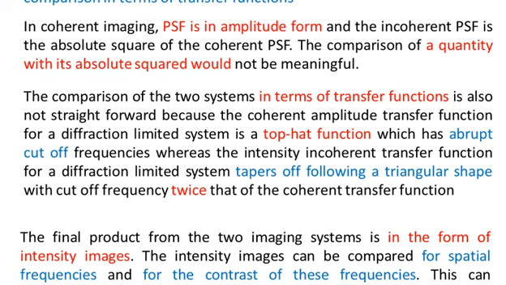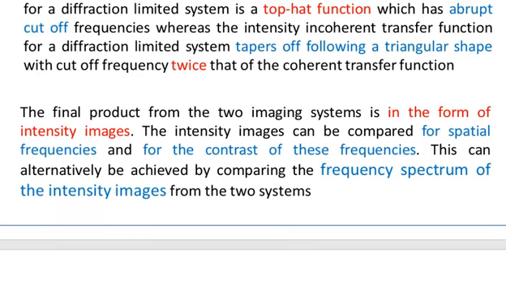So you see that we have described the reason for which we cannot compare the point spread functions of the two systems, and we also cannot compare the transfer functions of the two systems. The final product from the two imaging systems is in the form of intensity images. The intensity images can be compared for spatial frequencies and for the contrast of these frequencies. This can alternatively be achieved by comparing the frequency spectrum of the intensity images from the two systems.